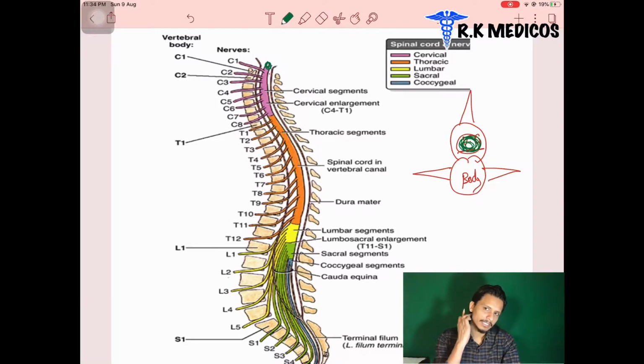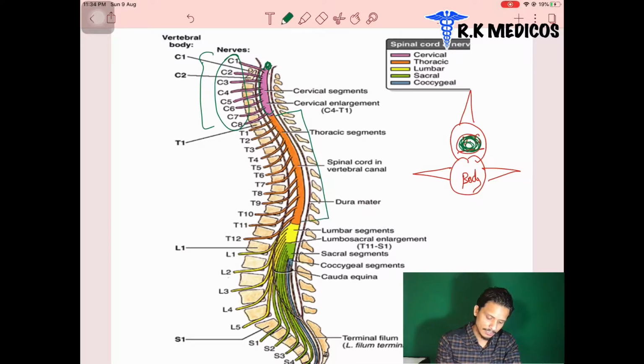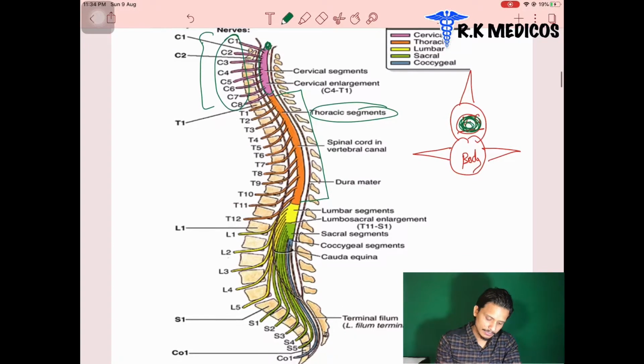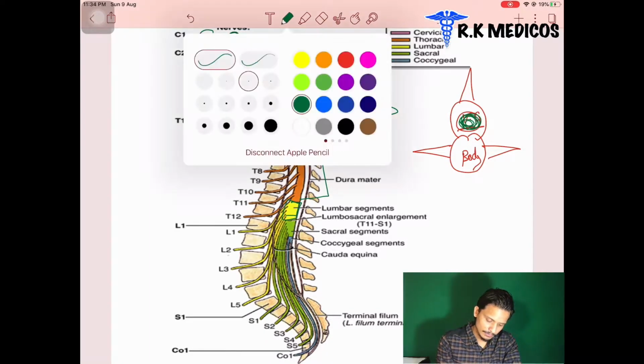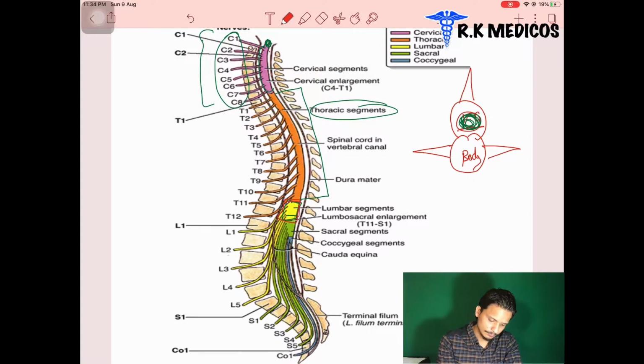In the cervical region there are cervical segments, C1 to C8 basically. These all are cervical segments. Next, the orange color represents the thoracic segments. And next, the yellow one, represents the lumbar segments. Next, the green one, the little one, is the sacral segments.